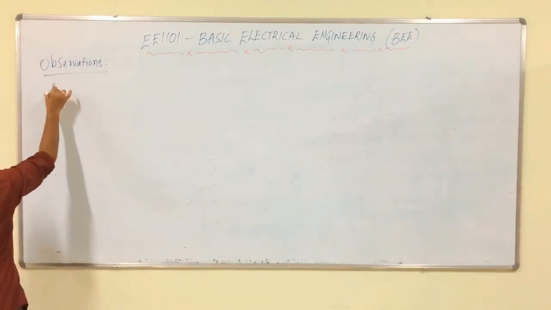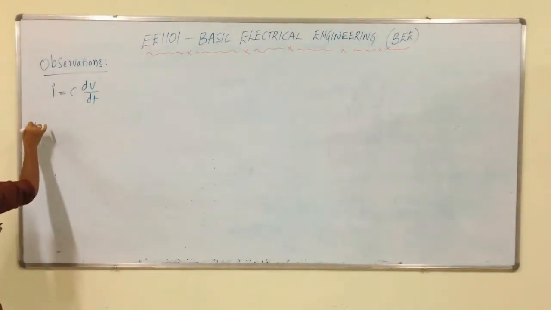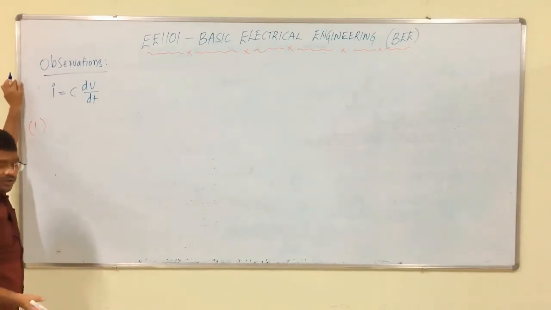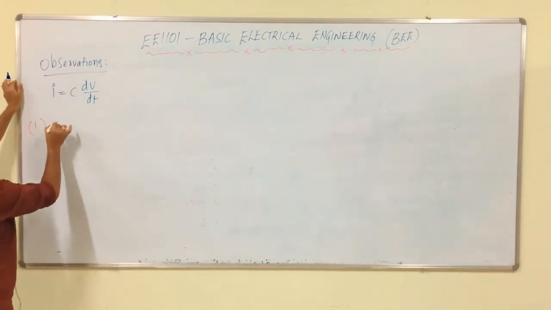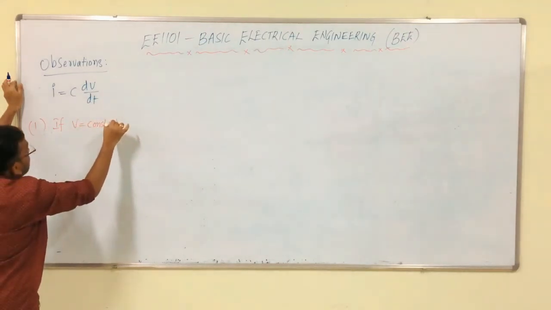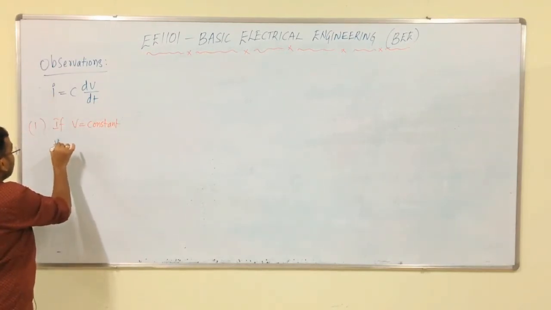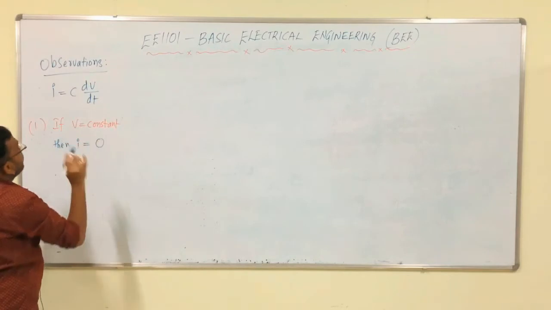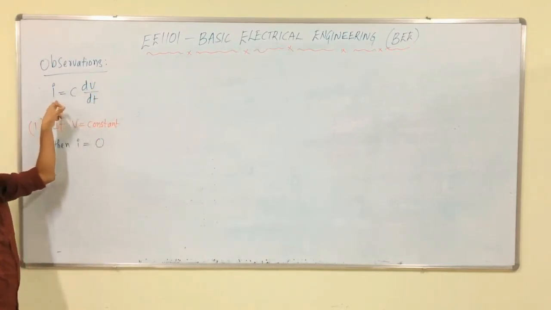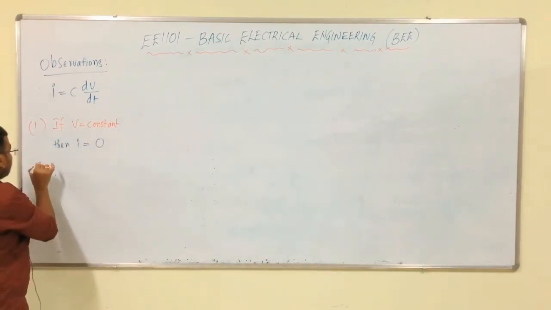You know that I is equal to C into dV by dt, no? That is the first observation, the same as in the case of the capacitor and inductor observations. If V is equal to a constant, what will happen to this current? Then current I is equal to 0. If V is constant, this current is obviously 0, no? This current is 0.